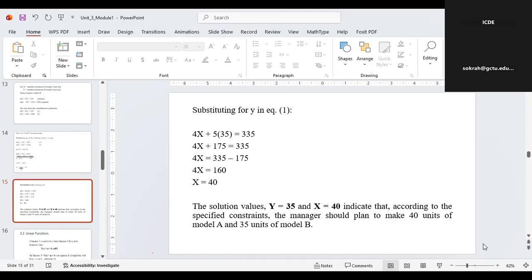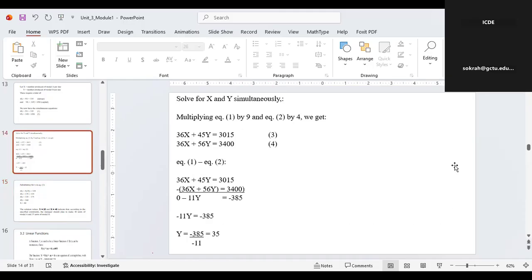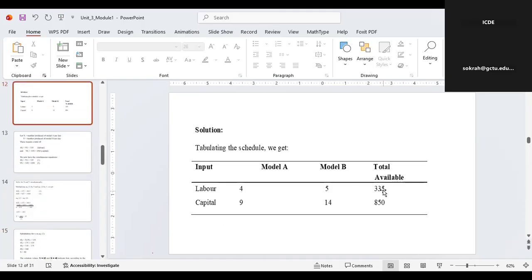So it is good. I don't need it as part of your solution, but you can test to ensure that the values you have got are correct before you submit your work. And how do you test? Just as you have said, the values you have obtained for x and y, go back into the two equations, substitute them. If you substitute, you should get 335 in equation 1.